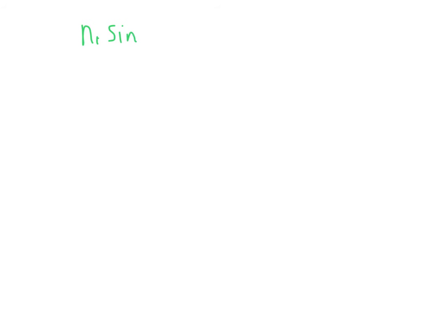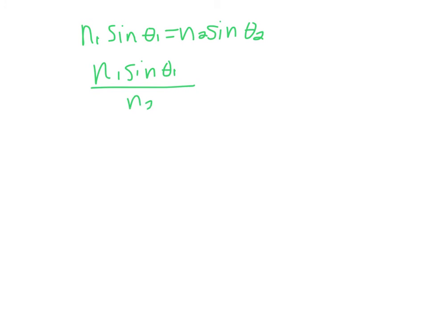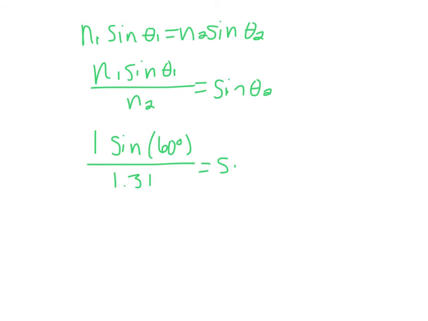N1 sine theta 1 equals N2 sine theta 2. Looking for theta 2, so isolating this, N1 sine theta 1 over N2 equals sine theta 2. It's a very easy equation to use. N1 for air was 1. It's unitless since there's a ratio. So 1 sine of 60 degrees over 1.31 equals sine theta 2.